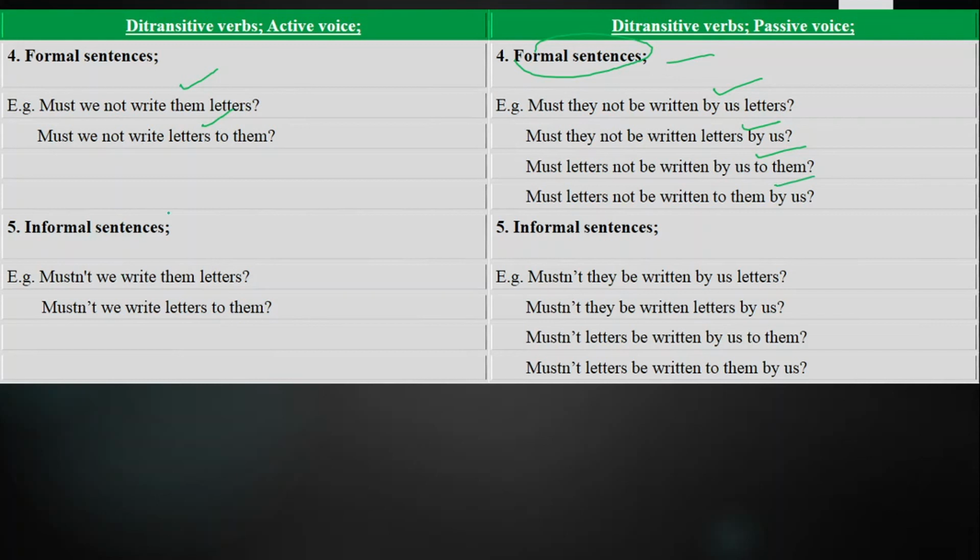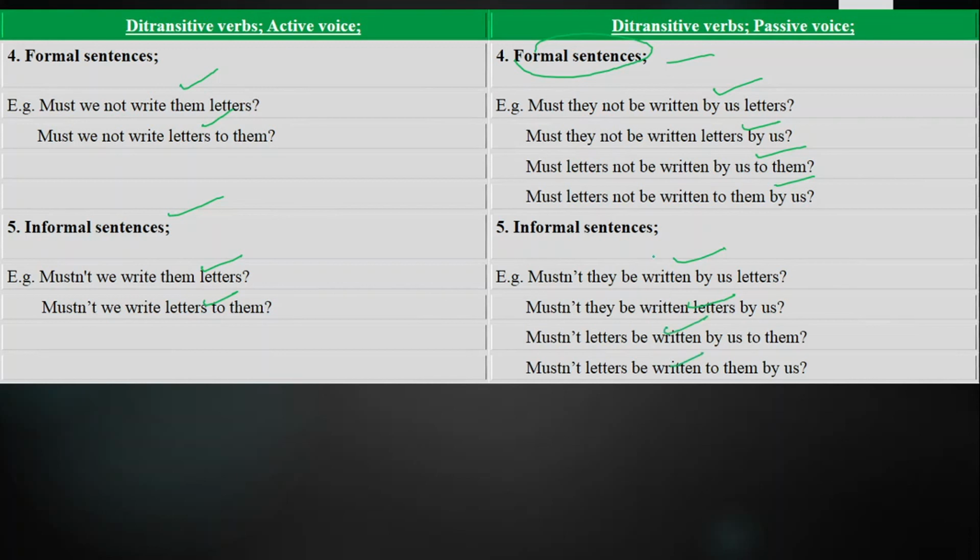Informal sentences are those sentences in which we ask a question, deny the statement, and ask in an informal way. Mustn't we write them letters? Mustn't we write letters to them? Mustn't they be written by us, letters? Mustn't they be written letters by us? Mustn't letters be written by us to them? Mustn't letters be written to them by us?